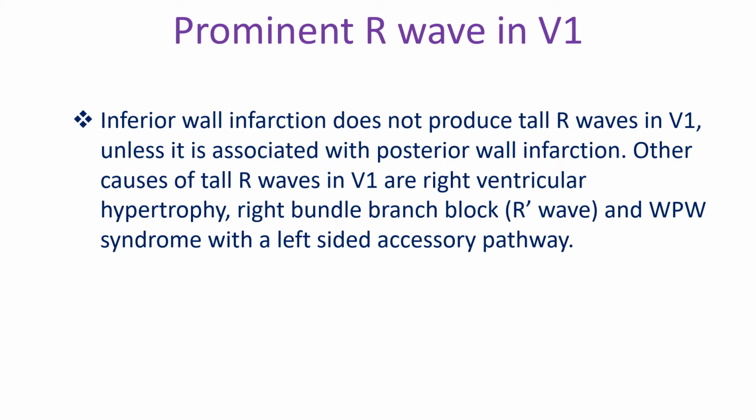Other causes of tall R waves in V1 are right ventricular hypertrophy, right bundle branch block, R prime wave, and WPW syndrome with left-sided accessory pathway.